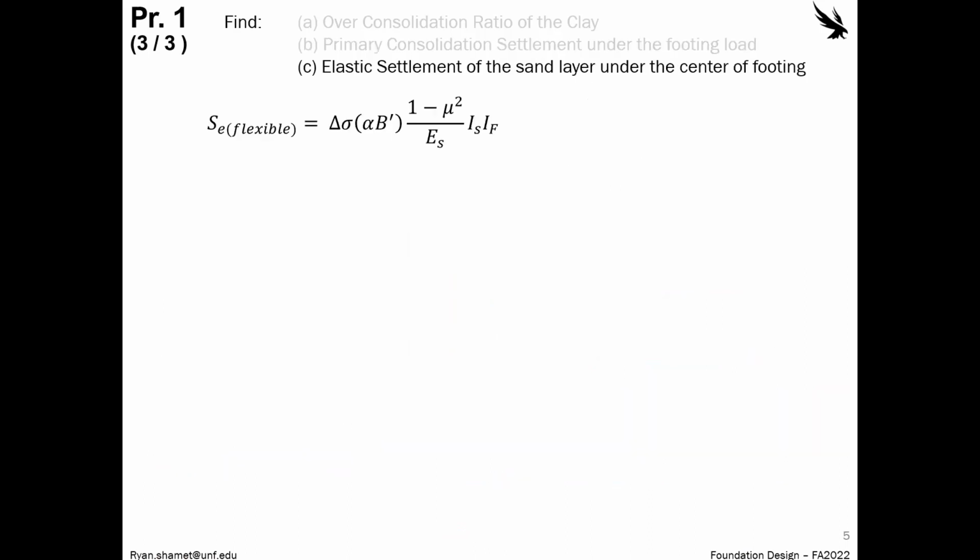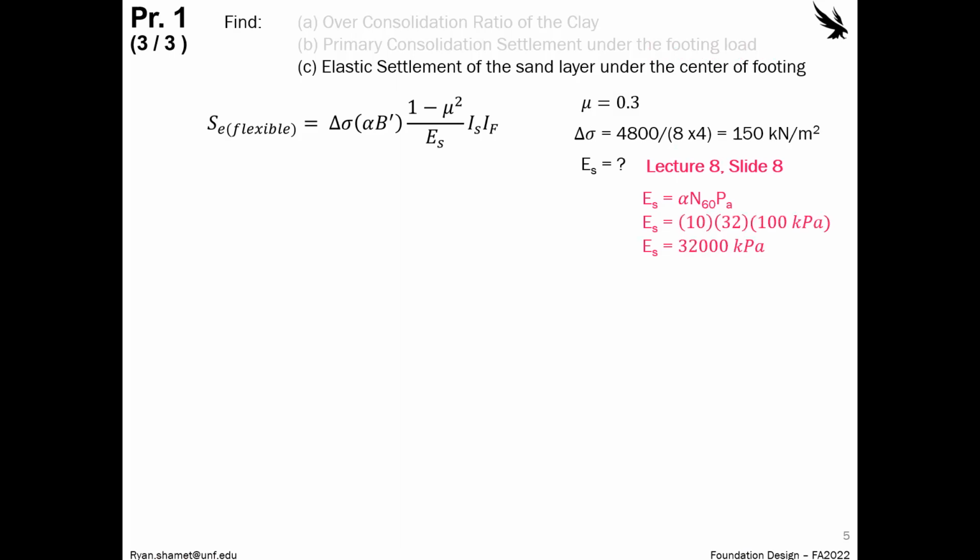Okay, so part 3, the elastic settlement of the sand layer under the center of the footing. So to do this, Bowles would be the easiest method, and this is the equation for a flexible footing. So we need to go through and find all of those values. So we know the delta sigma, which is at the ground surface, is this 150.